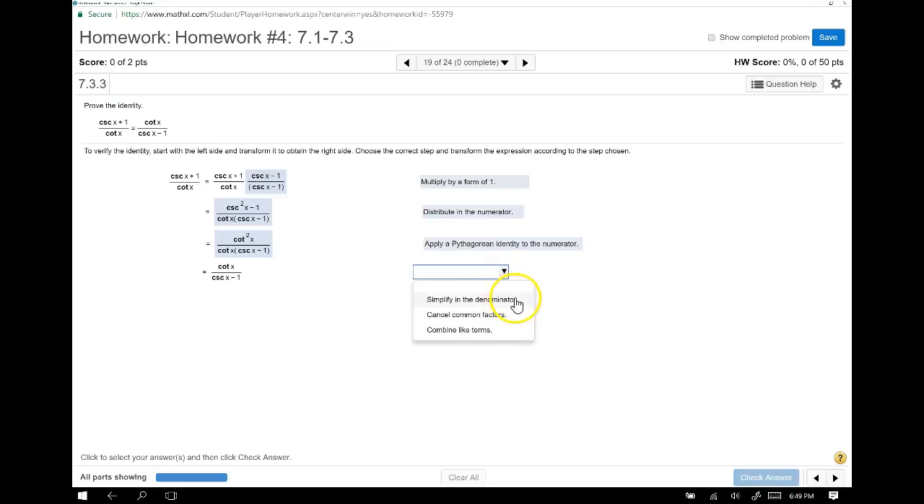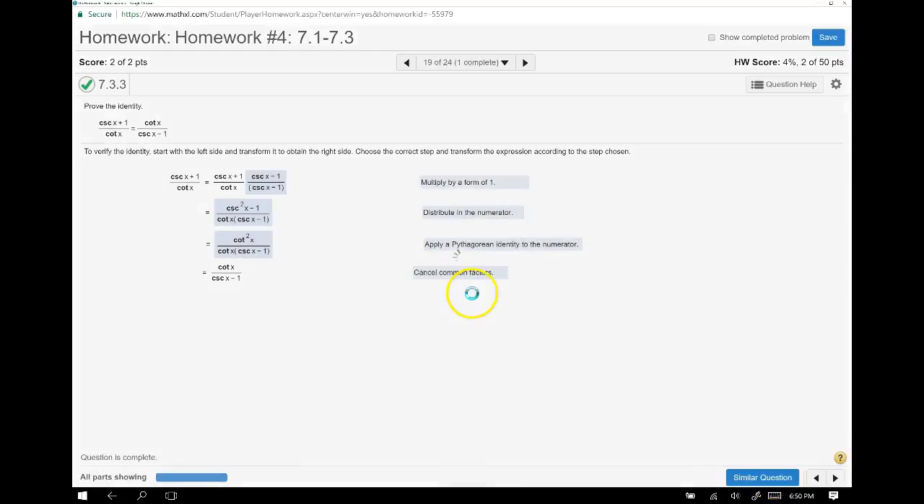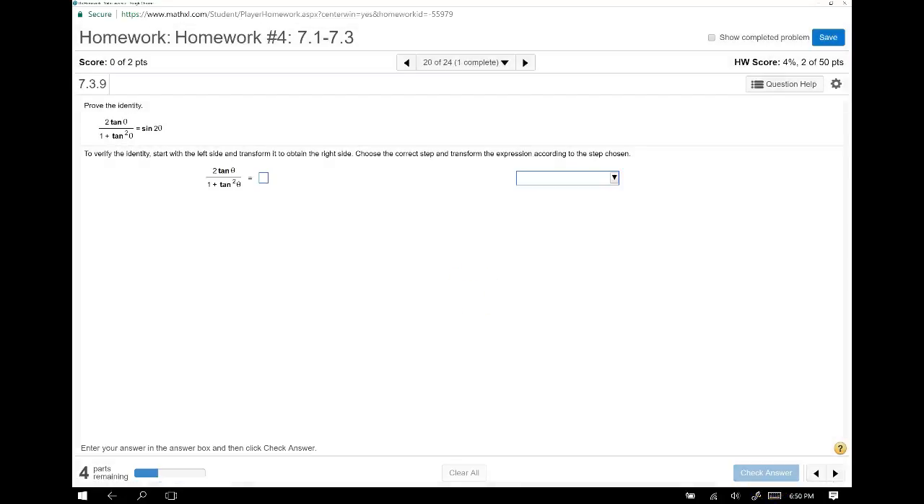Yeah, we did that. We canceled the cotangent in the denominator, but that's not all that we did. Cancel common factors. Yes, we canceled a common factor. Combine like terms? No, we didn't combine like terms. We canceled common factors. Perfect. And that's what they want us to do.